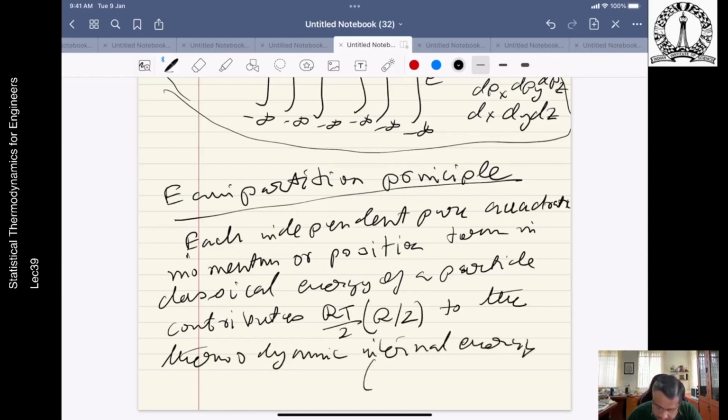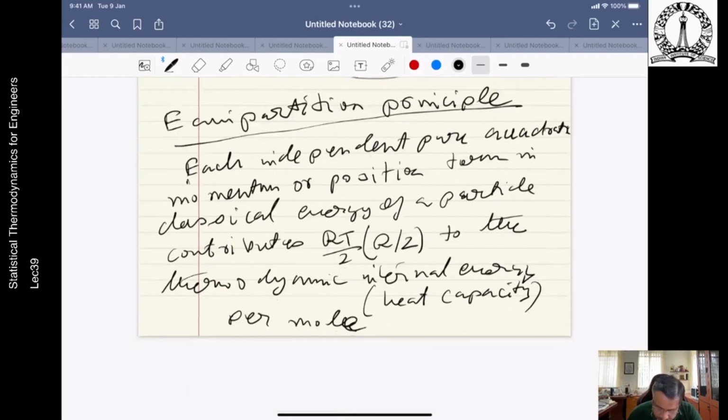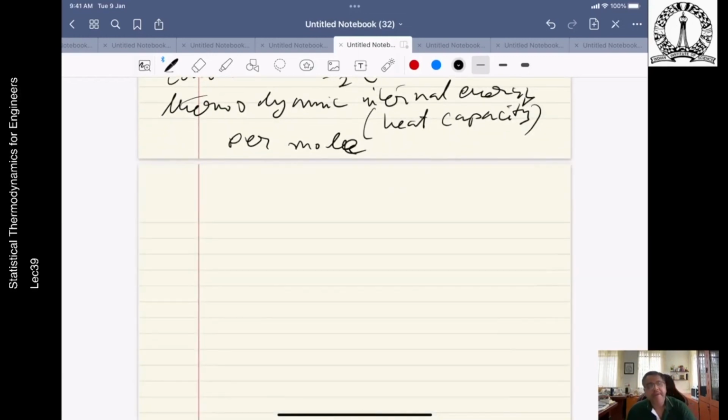So that is R by 2 for heat capacity, basically heat capacity per mole. To prove this principle, we again make use of the harmonic oscillator. For this case, we show that the pure quadratic momentum term is p squared by 2 mu, while the pure quadratic position term is k naught r squared by 2.